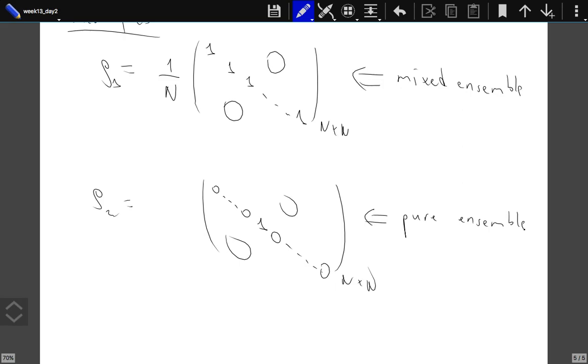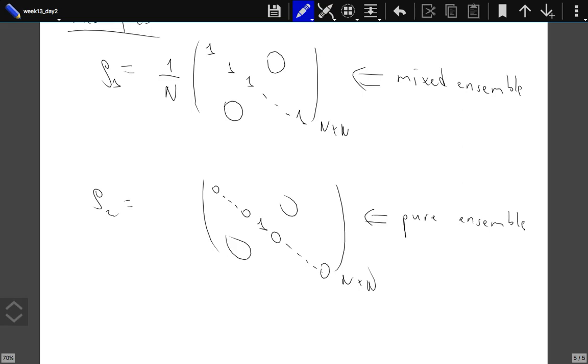So in a sense, if our system is described by rho 1, we have absolutely no idea what the ket of my system is. But if the system is described by rho 2, then we know that the particles are described by a particular ket. We know their ket definitely. So for rho 1, we kind of don't know anything about the particles. For rho 2, we know everything about the particles. We know their ket.